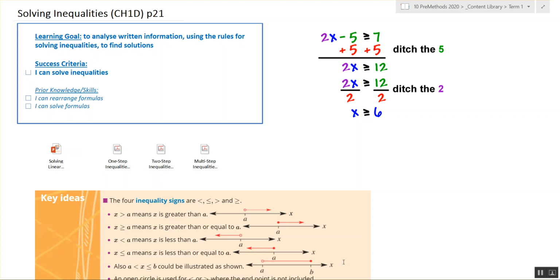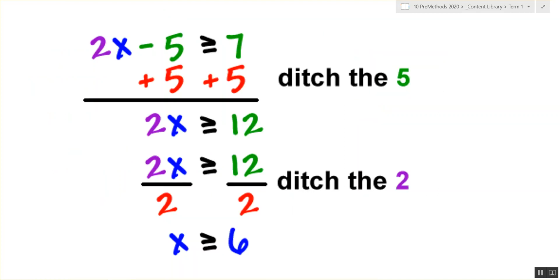So we're doing solving inequalities. It means x could be equal to, or less than, or greater than a number. Same with y. So we can get rid of the 5, yes? We can then get rid of the 2, and we're left with x is greater than or equal to 6.